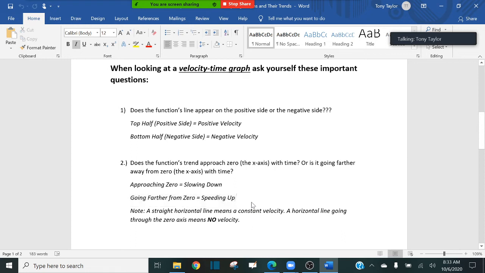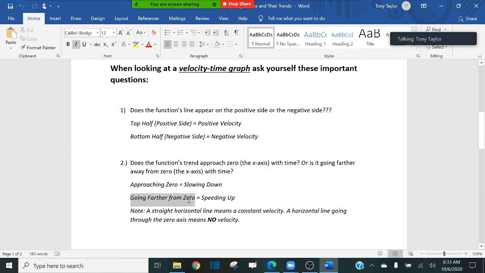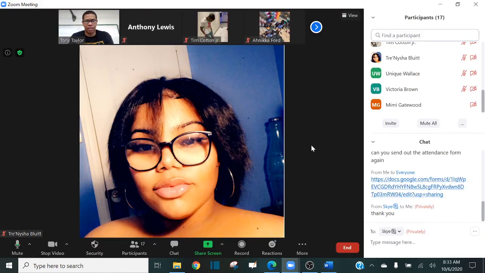If you see a velocity versus time graph, and again, these rules are different from position versus time graphs, you want to see, okay, is it approaching zero with time, or is it going further away from zero with time? If it approaches zero with time, that means the object is slowing down. If it's going further from zero with time, that indicates an object that is speeding up. So let's just look at some examples of everything that I just said.